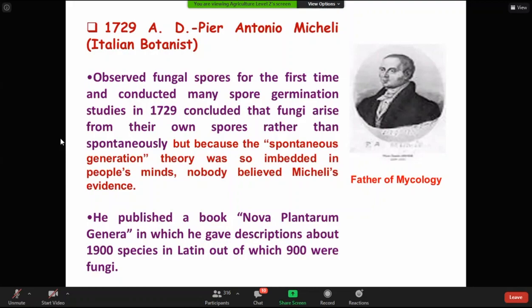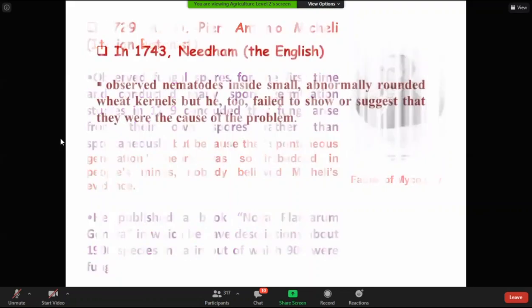He identified the fungal spore and first proved that fungus, or fungi, arise from their own spores. But people always believed the theory of spontaneous generation, and nobody believed his invention. And he also published a book for this contribution. Micheli is considered the father of mycology.